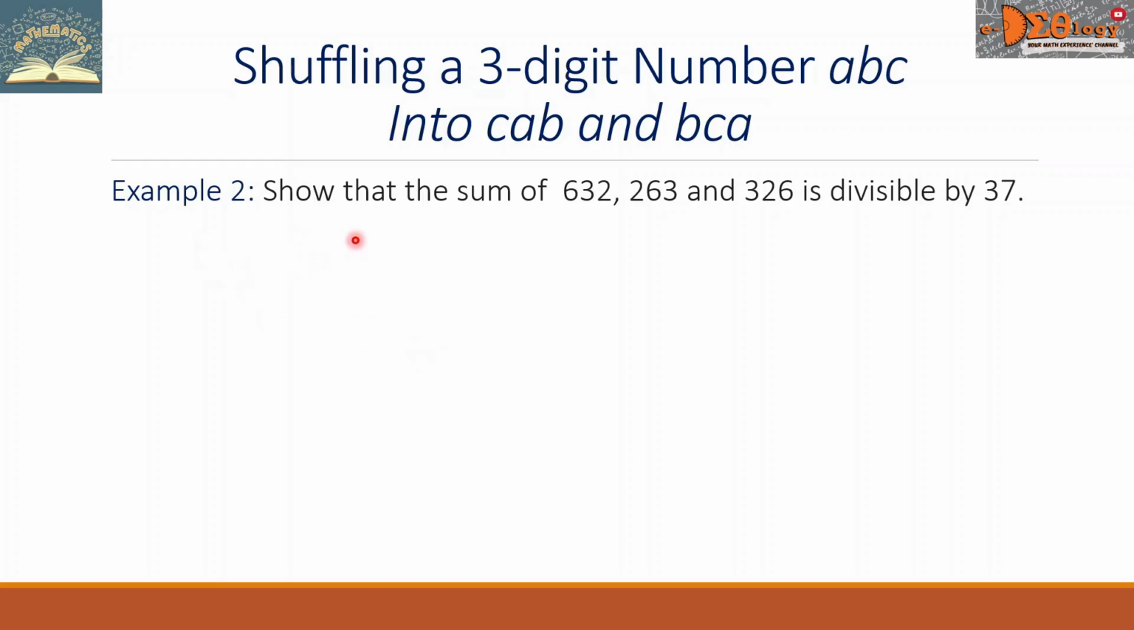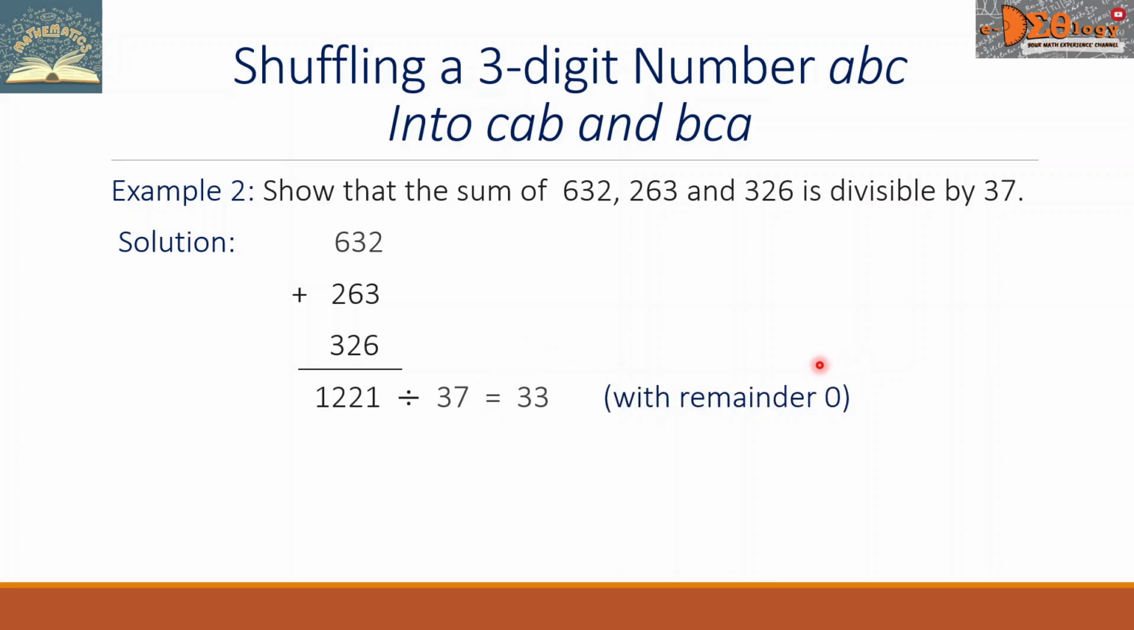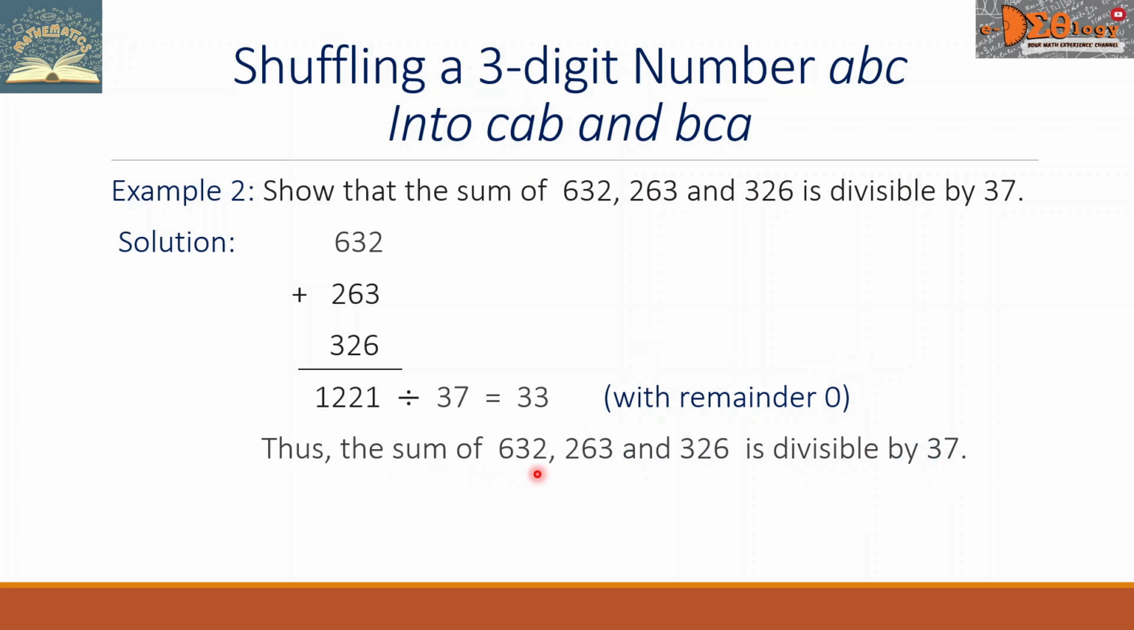Example 2. Show that the sum of 632, 263, and 326 is divisible by 37. Let us add the three numbers. And the sum is 1221. When we divide the sum by 37, the answer is 33. Note that the quotient is a whole number with 0 remainder. Thus, the sum of 632, 263, and 326 is divisible by 37.